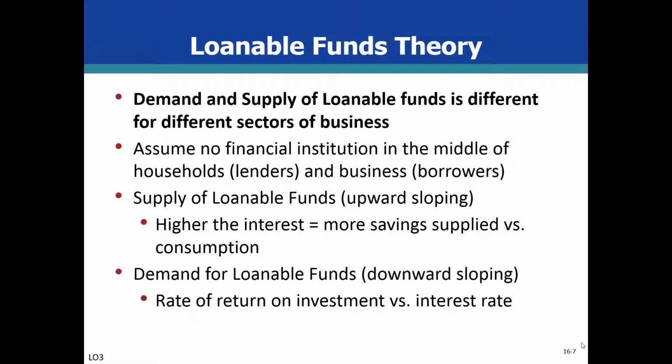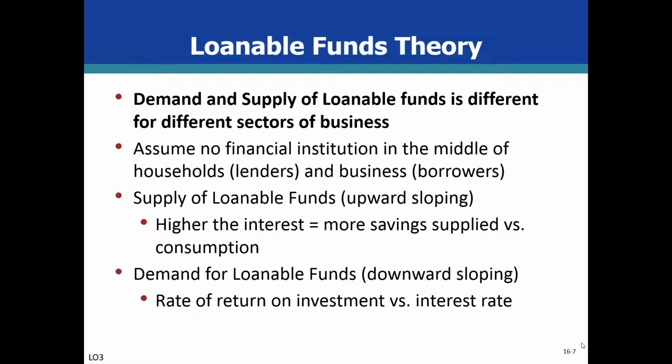Demand for and supply of loanable funds determines the rate of interest. Let's take a look at this under the initial assumption that there are no financial institutions in the middle between the lenders, households, and the borrower's business. What does the demand and supply of funds look like?